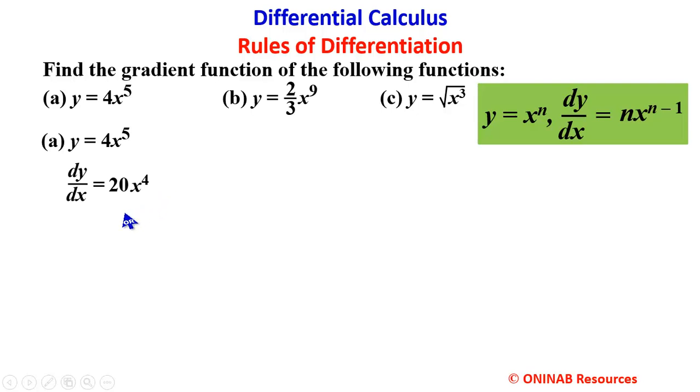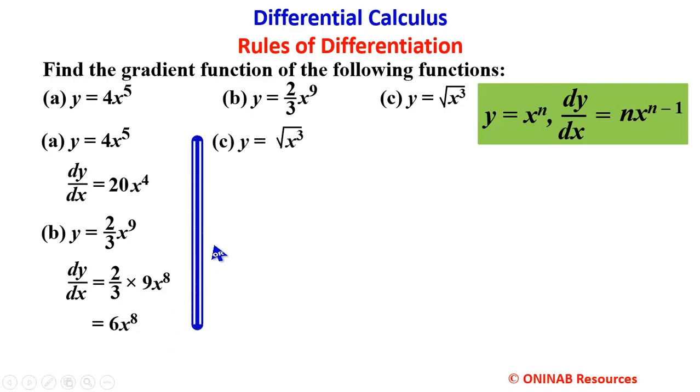We then go to the B part of the problem. For B, we have y equal to 2 over 3 x raised to power 9. Following the same rule, the dy/dx will be 2 over 3 multiplied by 9, which is the power. Then x, reduce the power by 1, will give us 8. 3 goes into 9 to give us 3. 3 times 2 gives 6. So we have our answer simplified as 6x raised to power 8.